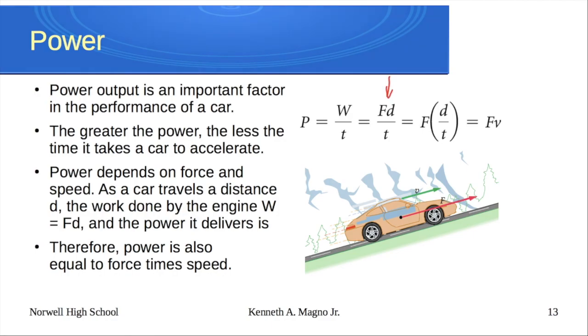Okay? And if I do force times distance over time, I can then regroup the distance and the time together and say force times distance over time. But we know distance over time is the definition of average velocity. So the other way to define power is the force required times the average velocity that that vehicle or that object is moving with.